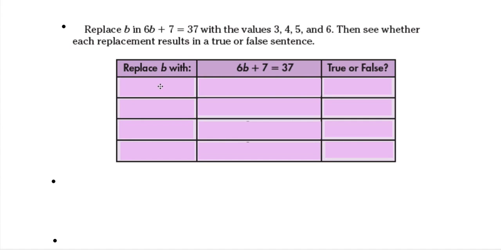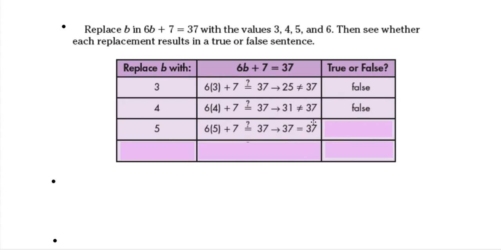If we replace B with 3, we substitute 3 for B, and this becomes 6 times 3 plus 7. Is it equal to 37? Of course not, because 25 will never be equal to 37, so the answer is false. If we replace B with 4, this becomes 6 times 4 plus 7. Again, that is not equal, so that's again false. If we replace B with 5, 6 times 5 plus 7 makes the equation true, and 6 will make this equation false.